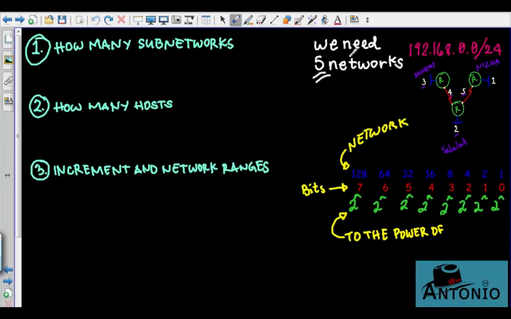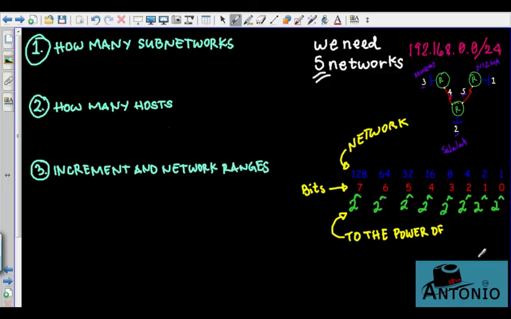It doesn't mean that if we need 5 networks, we get exactly 5 networks. How many subnetworks? If we have a network requirement of 5 networks, we cannot get exactly 5 networks, maybe 6 networks, 7 networks, or 8 networks. How many hosts? Meaning how many hosts per subnet or per network. And finally, finding increment and network ranges. So with steps 1 and 2, we're going to verify our answers if they are correct.